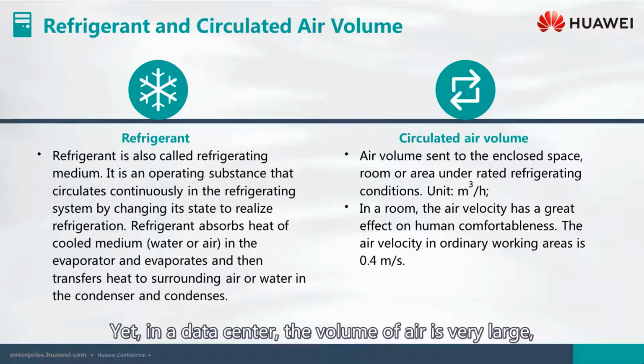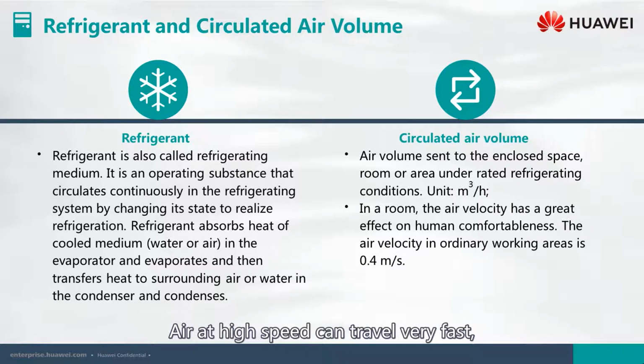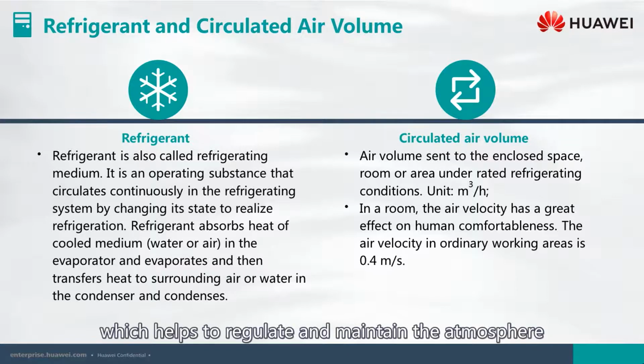Yet, in a data center, the volume of air is very large, so the airspeed is very fast, and that's what we need. Air, at high speed, can travel very fast, which helps to regulate and maintain the atmosphere in the data center.